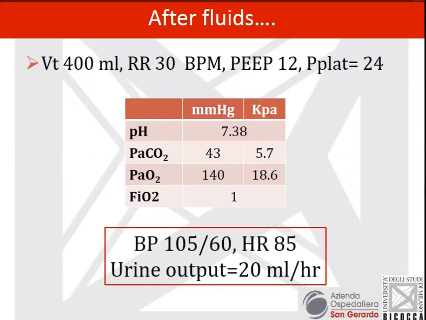Oh, and she's even passing urine. Is this blood pressure enough for a patient with pneumococcal meningitis?